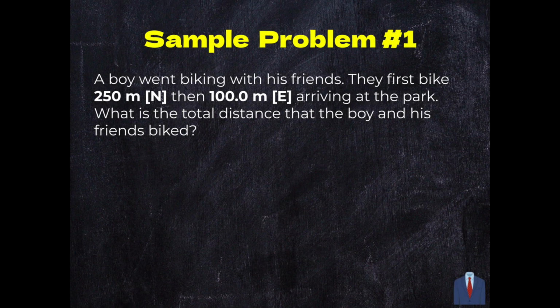Now that we know the rules of significant digits, we can apply them to some practice problems. First question. A boy went biking with his friends. First, they biked 250 meters north, then 100.0 meters east, arriving at the park. What is the total distance that the boy and his friends traveled?